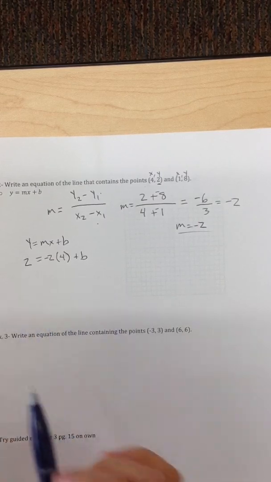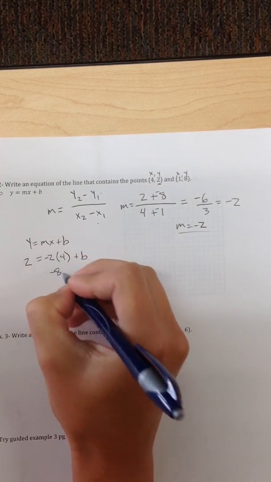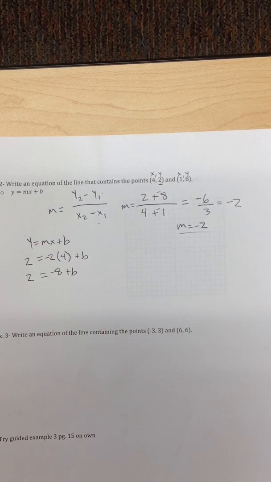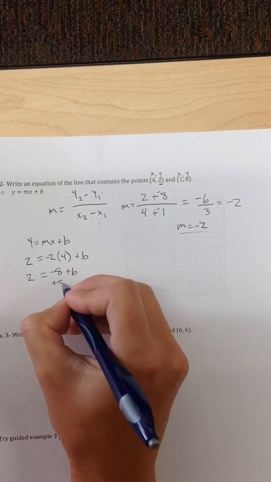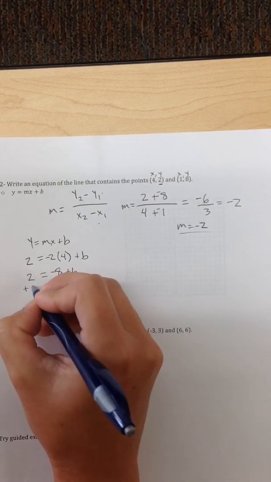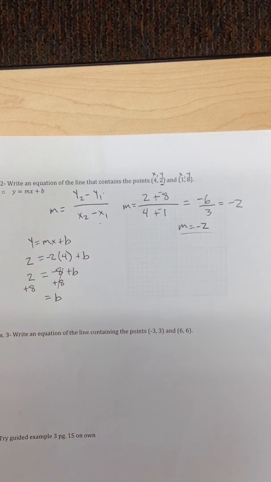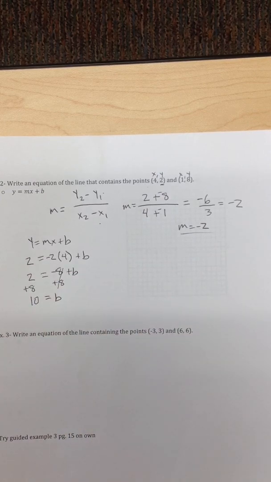Okay, so if I solve that out, -2 times 4 would be -8, plus b is equal to 2. And then we remember when we're solving equations, we want to try to get the variable by itself. So to get rid of that -8, I would add 8 to each side. That goes away, so on the right side, you'll be left with b. And then on the left side, 2 plus 8, you should get 10.